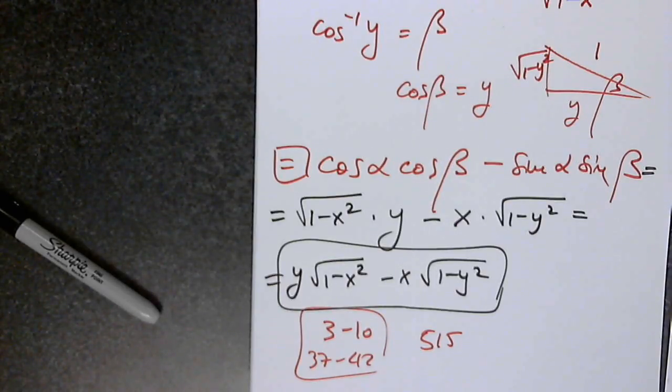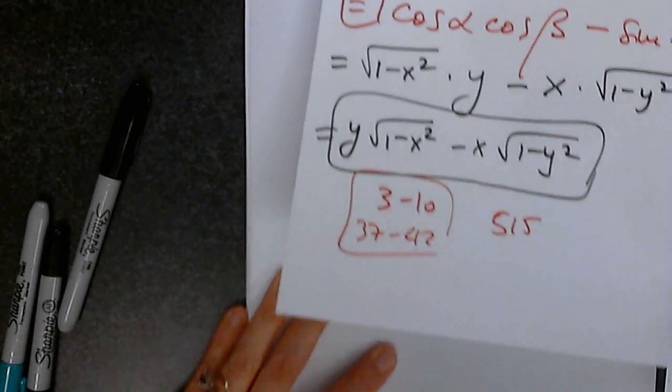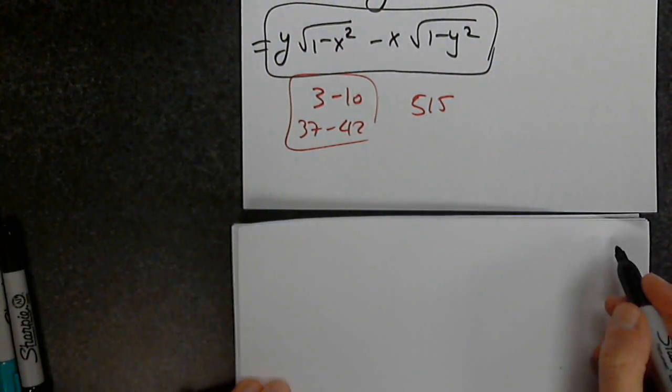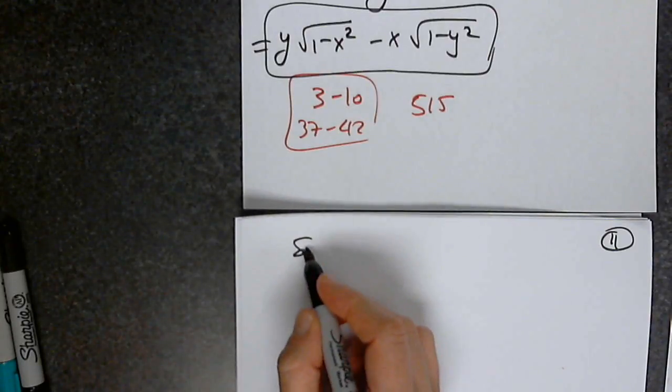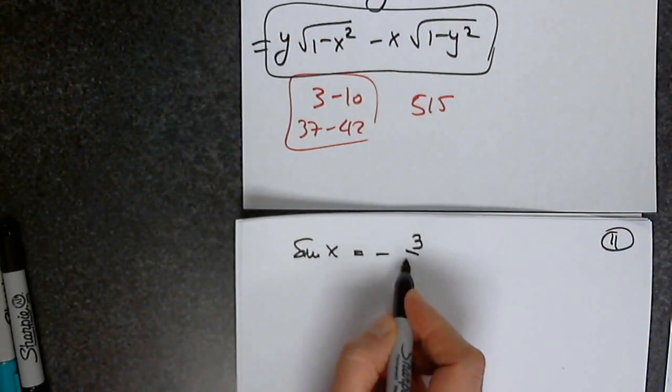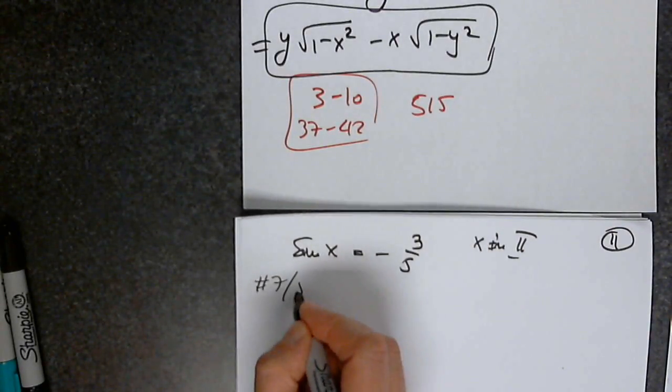This is the only type of problem that we haven't reviewed. We have discussed it. Okay, ready? So please choose. Number 7. So 515, number 7. Sine x equals negative 3 divided by 5, and x in the second quadrant, and this is number 7 on 515.